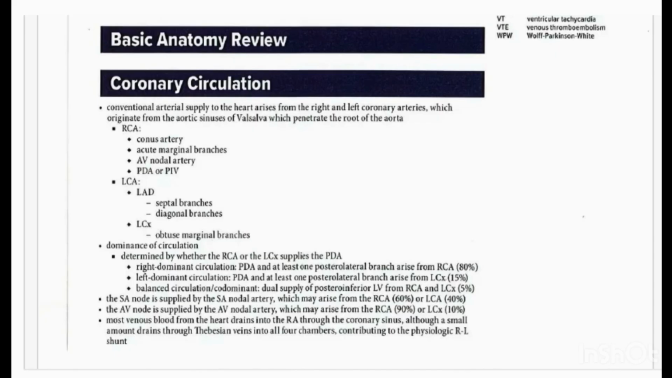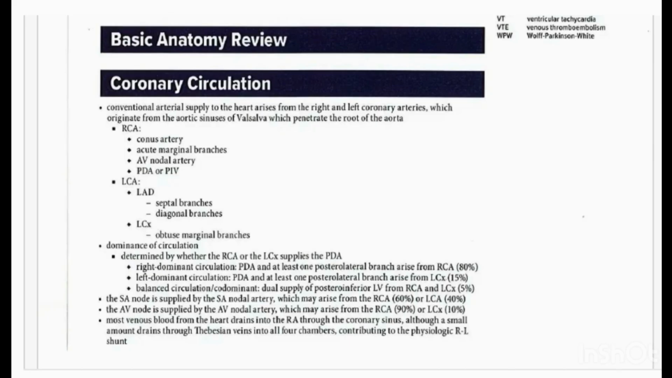Next, let's look at the electrical conduction system's blood supply. The SA node is fed by the SA nodal artery, which comes from the RCA 60% of the time, and the LCA 40% of the time. The AV node, however, is heavily reliant on the RCA. 90% of the time, it's supplied by the AV nodal artery arising from the RCA and only 10% from the left circumflex.